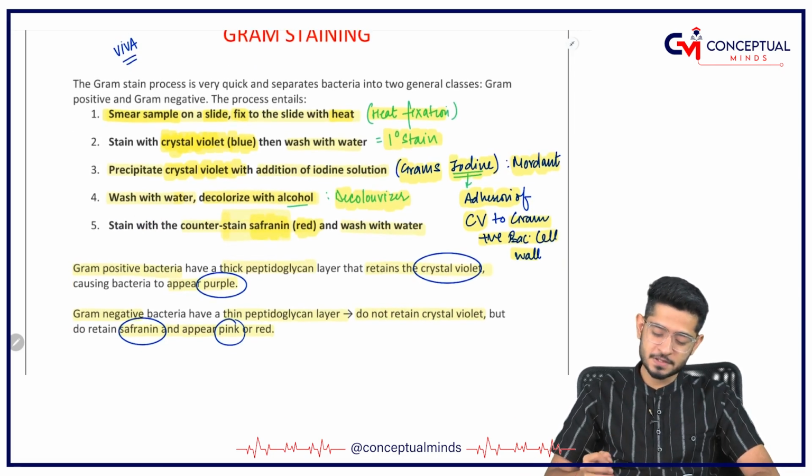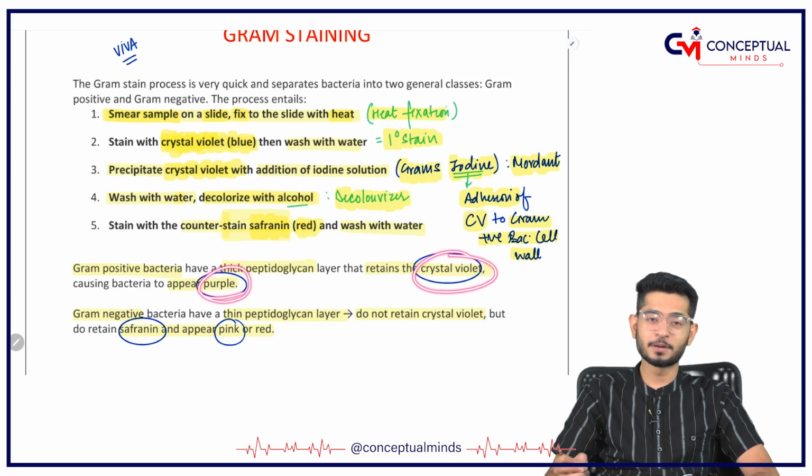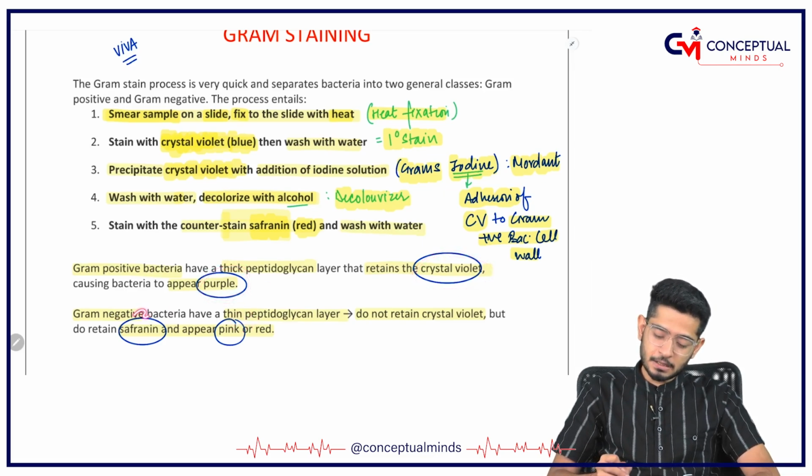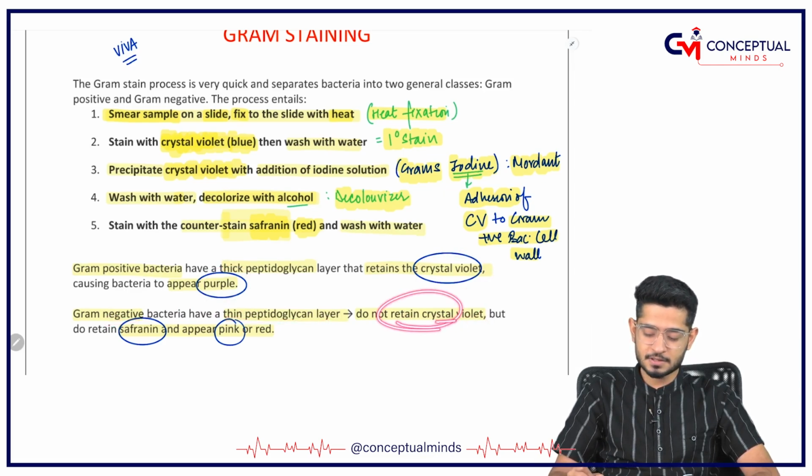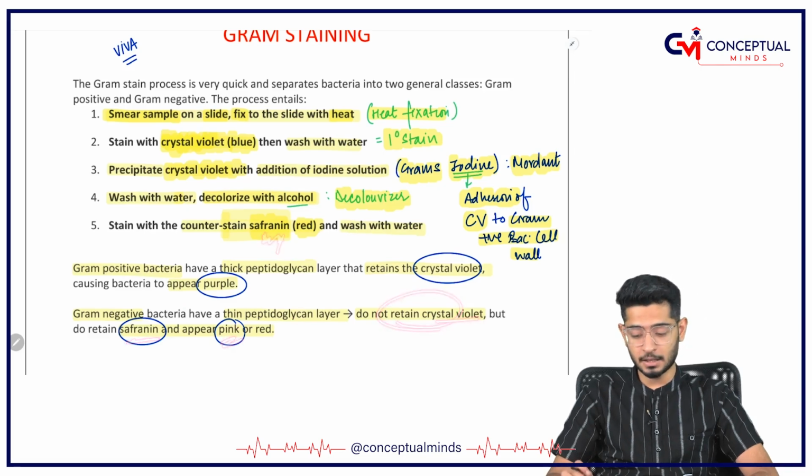Okay, so Gram positive bacteria, because they have got thick peptidoglycan, are going to retain the crystal violet and appear purple, whereas Gram negative bacteria, having thin peptidoglycan, do not retain the crystal violet, they will retain safranin, and that's why they are going to be pink in color.